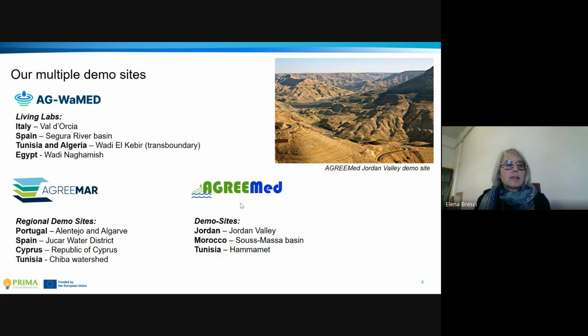So all the three projects have demo sites, you could say, in the north of the Mediterranean and south of the Mediterranean. So AG-WaMED relies on 4 living labs, one in Italy, in particular in Tuscany, in Valdorcia, one in Spain, the Segura River Basin, one watershed that is transboundary between Tunisia and Algeria, and is the Wadi El Kabir, and one in Egypt that is the Wadi Nagamish. AGREEMAR has regional demo sites in Portugal, the region of Alentejo and Algarve, in Spain, the Eucar Water District, in Cyprus, or the Republic of Cyprus, and Tunisia, the Chiba watershed. And AGREEMED in Jordan, the Jordan Valley, in Morocco, the Souss Moussa Basin, and in Tunisia, the Hammamet region.